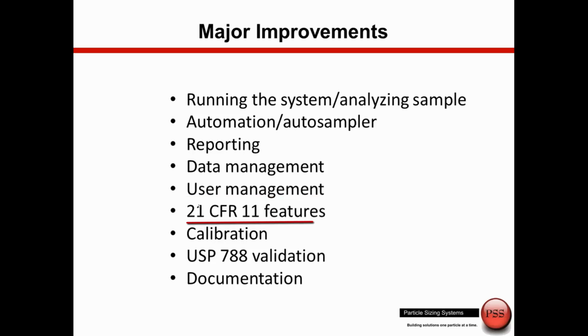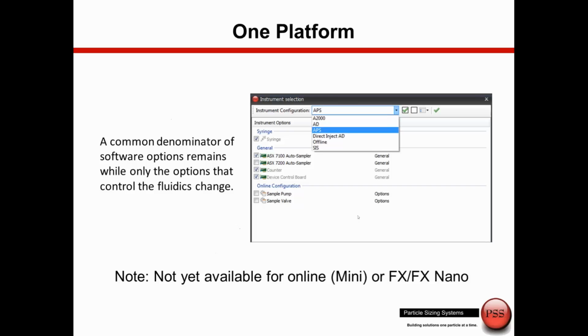For people in the pharmaceutical industry, we have enhanced 21 CFR Part 11 features. The calibration procedures are easier and more automated now. Again, for the pharmaceutical people, validating a system for making USP 788 measurements has been improved. And the documentation, the manual and release notes, is vastly improved as well. These are the things we'll be pointing out today.